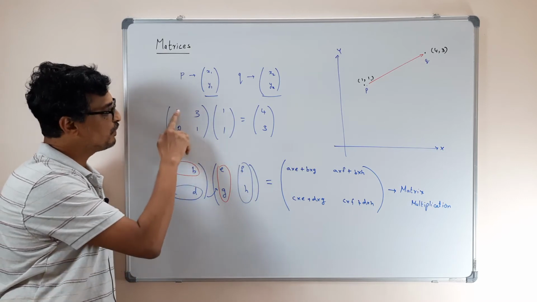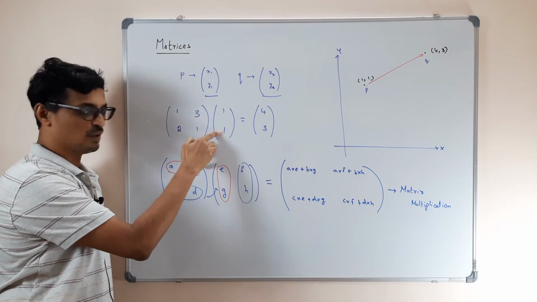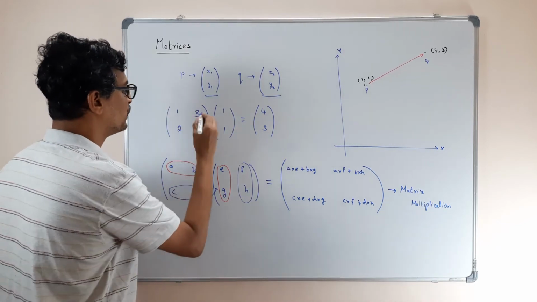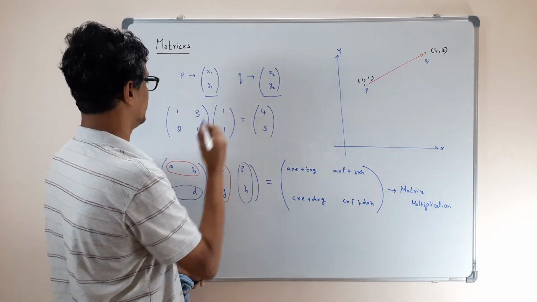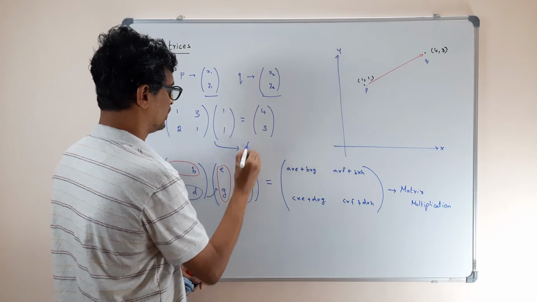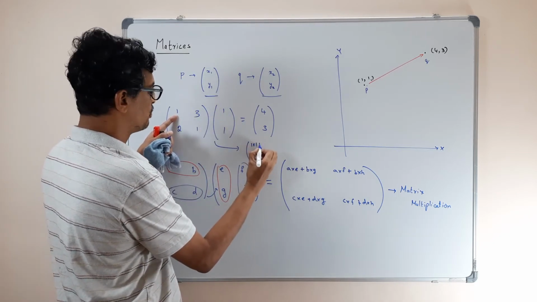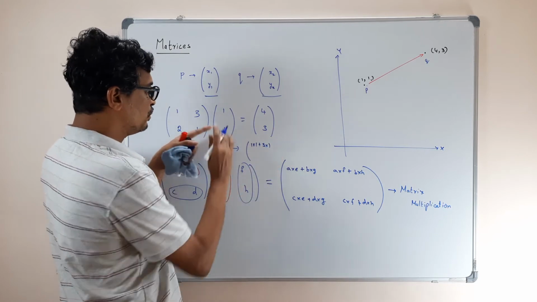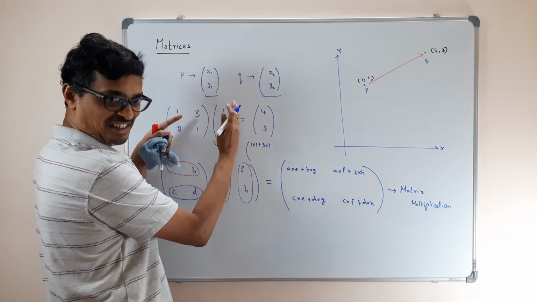So what will happen? 1 into 1 plus 3 into 1. How much? Correct. So what will it become? The first element will be, so where will I write? Fine, let me write it down here. The first element will be 1 into 1 plus 3 into 1. Correct? And now there is no second column at all. I can't move any further, so I have to stop.